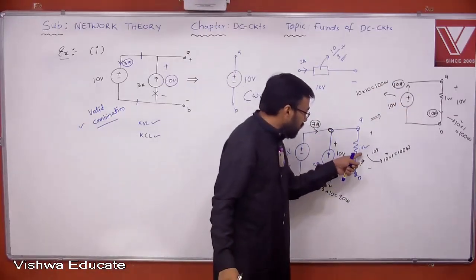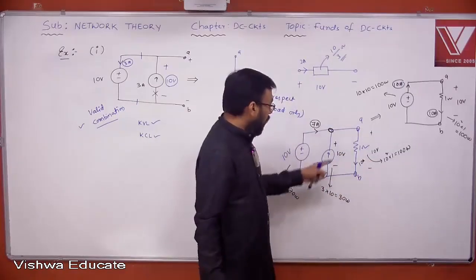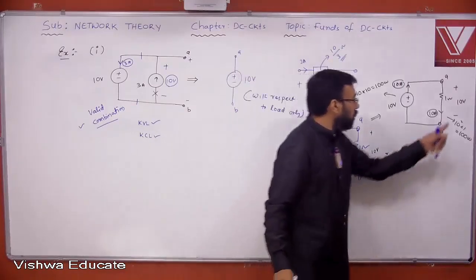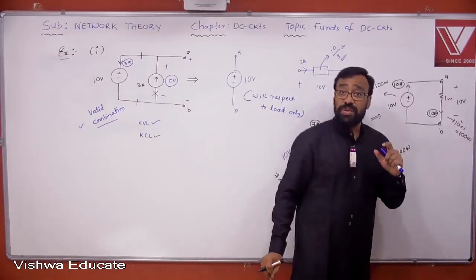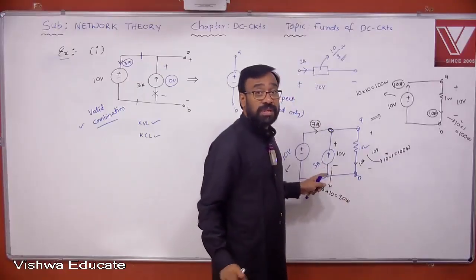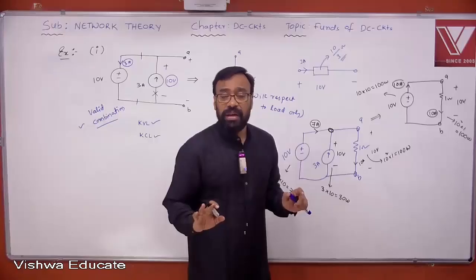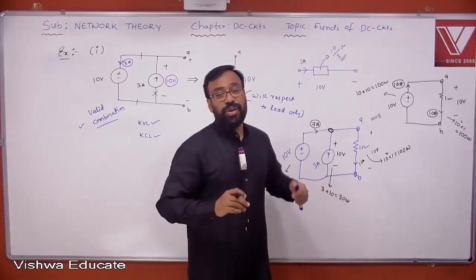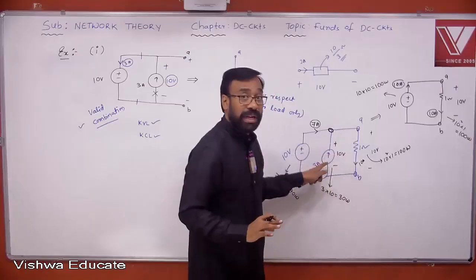As far as load is concerned, the load has 10 volts, 10 amperes, 100 watts in the first case. After neglecting this element also, you got 10 volts, 10 amperes, 100 watts. Yes or no? That means, as far as load is concerned, whether this current source is present or absent, it doesn't make any difference. Even if you neglect it, you are getting the same values at the load. That is why, as far as load is concerned, this can be neglected.